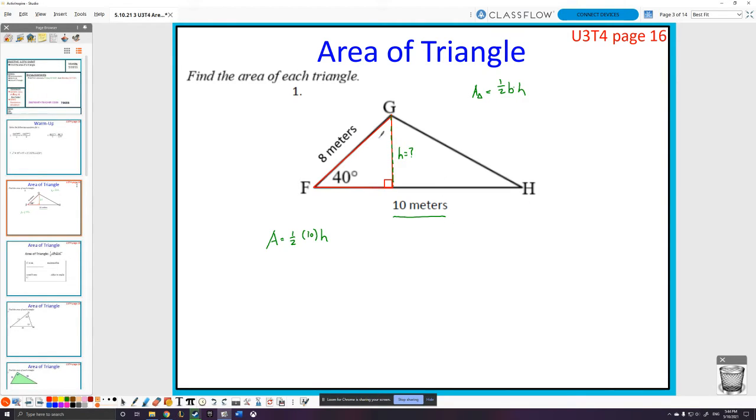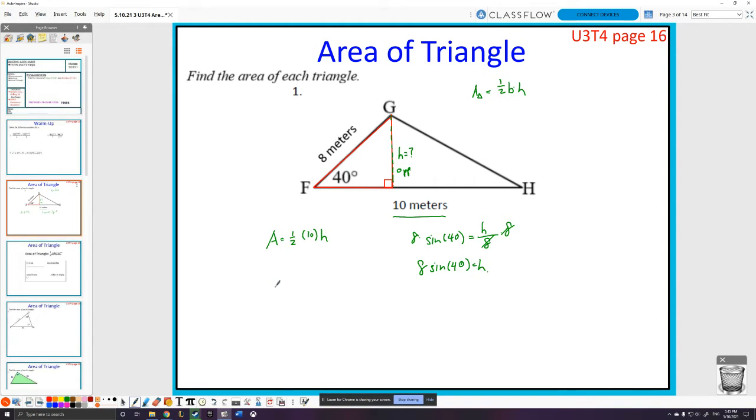I can set up the equation using sine, because sine is opposite over hypotenuse, and this side is the opposite side of my angle. So I can use sine of 40 degrees is equal to h over my hypotenuse, which is 8. I don't know what h is, so I'm just going to leave it as h. This may look familiar because this is basically what we did in Algebra 2, where you did this to find how high or how low you are on the Ferris wheel.